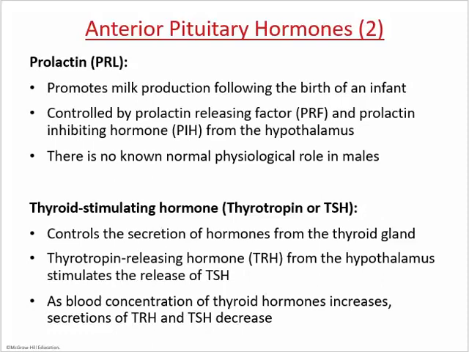Thyroid stimulating hormone will stimulate the thyroid. It's TSH, thyrotropin, because it's a tropic hormone. It controls the secretion of the thyroid gland. It's controlled by thyrotropin releasing hormone from the hypothalamus. So if blood concentrations of thyroid hormone increase, then that feeds back and stops the secretion of releasing hormone and stimulating hormone from the hypothalamus and pituitary, whichever one.